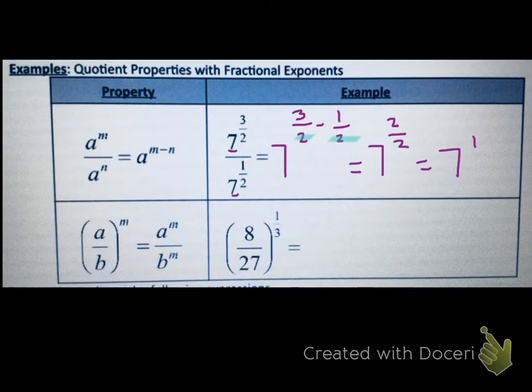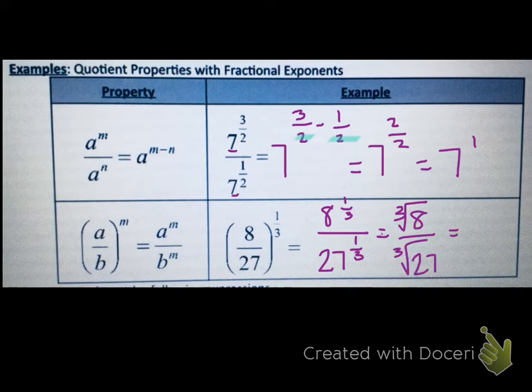For the second one, I'm going to distribute this 1/3 power in. So this will become 8 to the 1/3 over 27 to the 1/3. And remember, raising something to the 1/3 power just means I'm taking the cube root of each number. So the cube root of 8 becomes 2, and the cube root of 27 becomes 3. And that is our final answer.